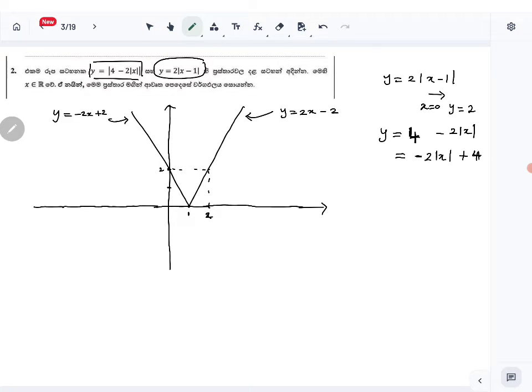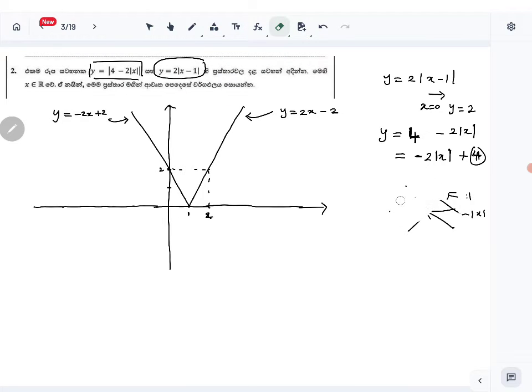So this minus means what? This is modulus x. Then minus modulus x means you just reflect this graph along the x-axis because all the values have to be negative now. So that is minus modulus x. Then that one has to be shifted up by 4 units. So your graph would look something like this. So that is 4 minus 2 modulus x. So first we'll draw that, then we'll think about what to do to get the full graph.